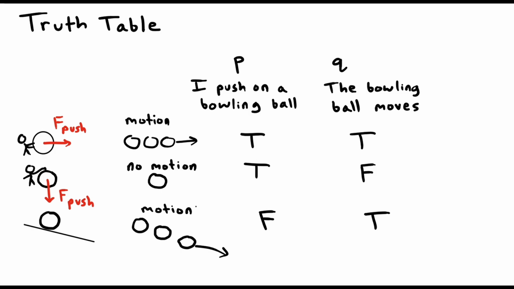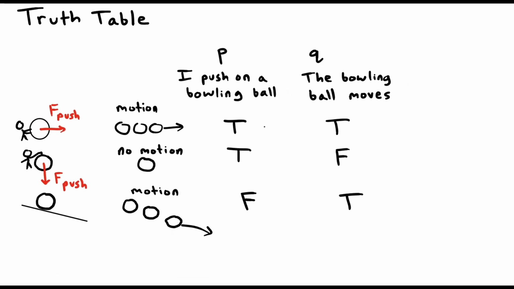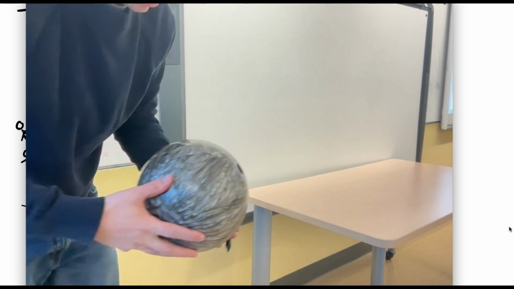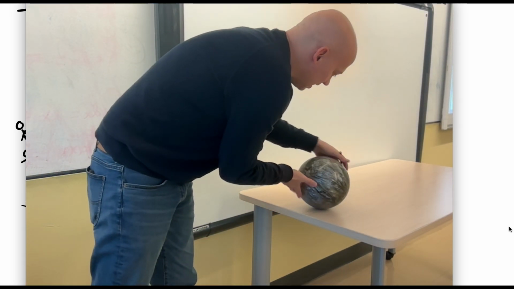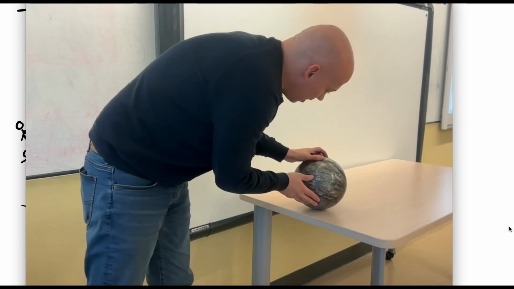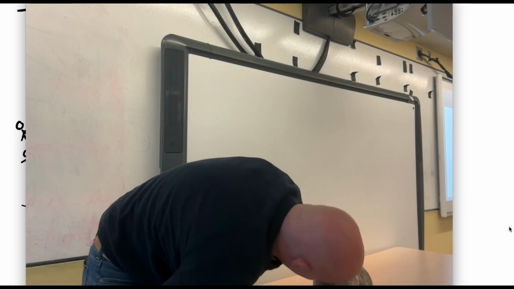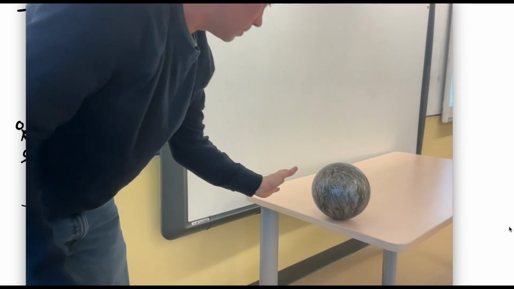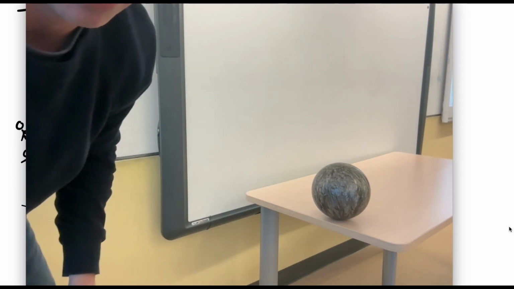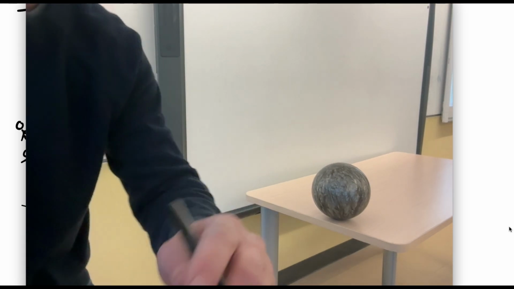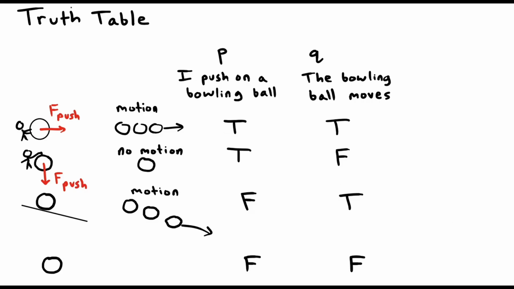What about the final possibility? When you have two statements, there's always 4 possibilities: TT, TF, FT, and FF. So what would it take to create the final situation? Well, actually, it doesn't take anything at all. First, I have to remove the ramp condition. And all I have to do is just not push on the ball, and it doesn't move. So all 4 conditions were possible.